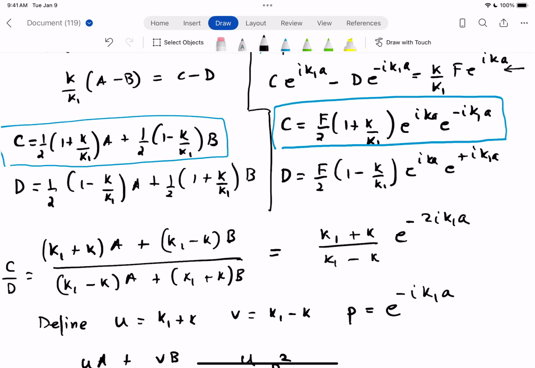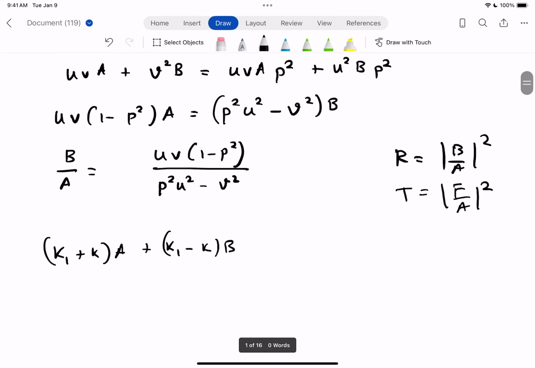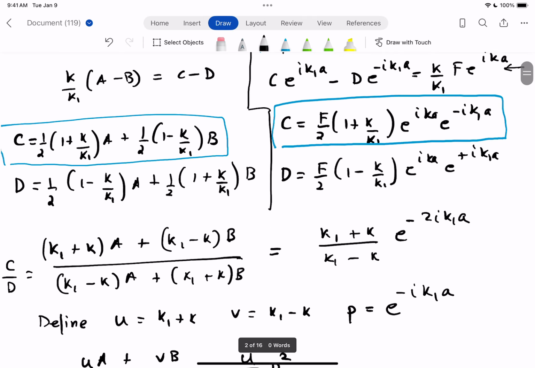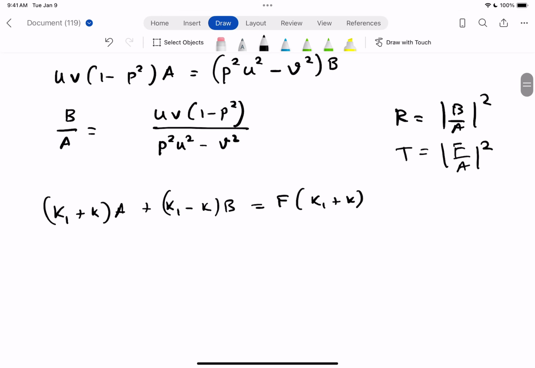That's C, and then that's equal to F1 plus K over K1. So 1 plus K, we are straightening out the fractions, so we're going to write this as K1 plus K, and the 2's will cancel out, and then I have e to the power of I Ka, e to the power of minus I K1A.